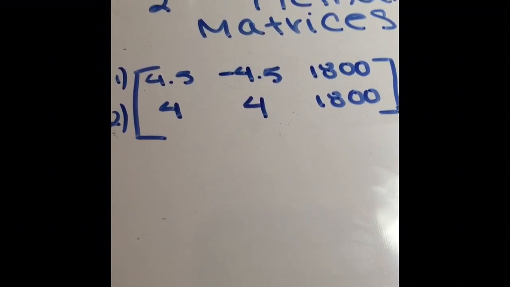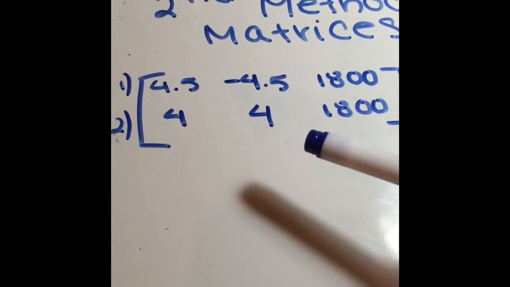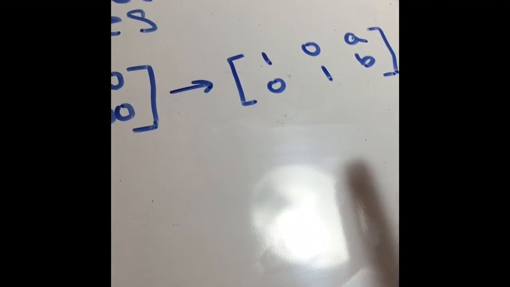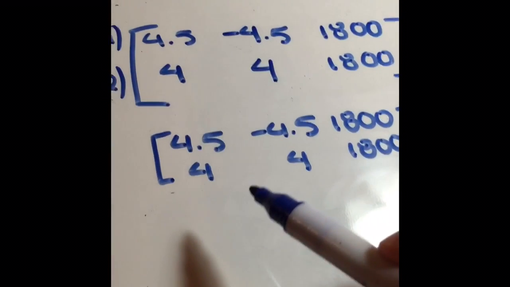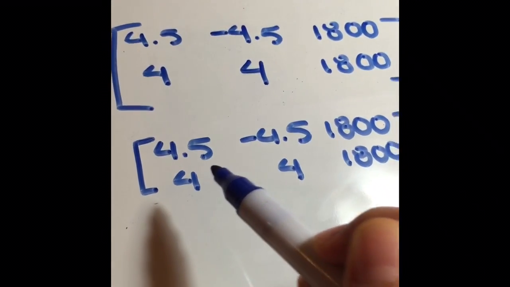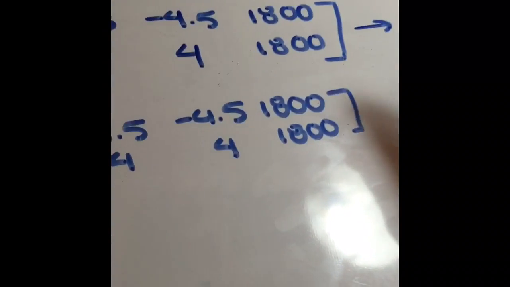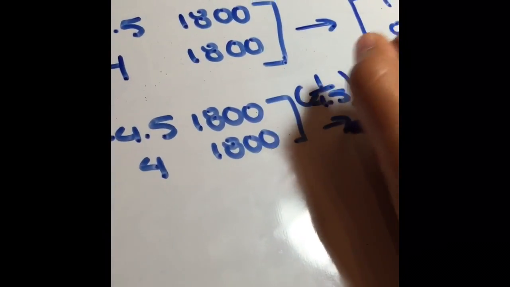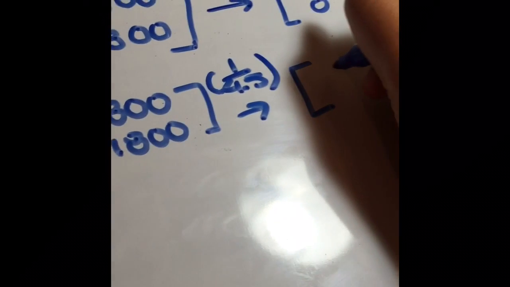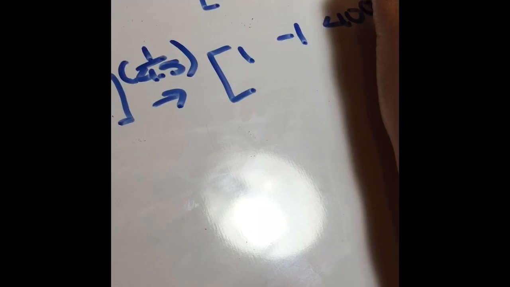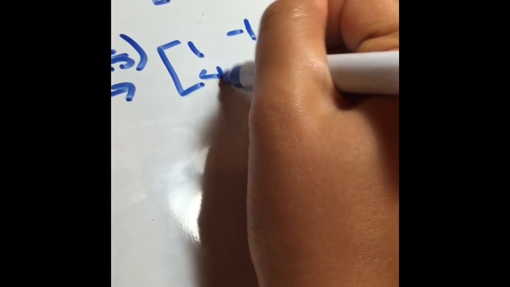So the goal is to reorganize the original matrix, which is this one, to look something like this matrix where x is alone and y is alone and a and b are the solutions to the system. The first step is to get the x value in the first row to equal 1. So in order for us to do that, we have to multiply the top row by 1 over 4.5, which makes the row 1, negative 1, and 400, while the bottom row remains unchanged.